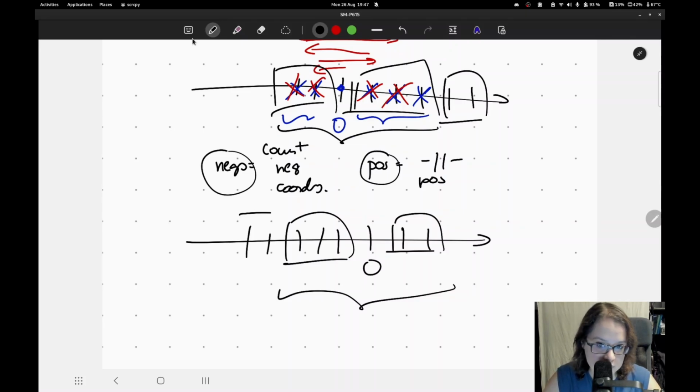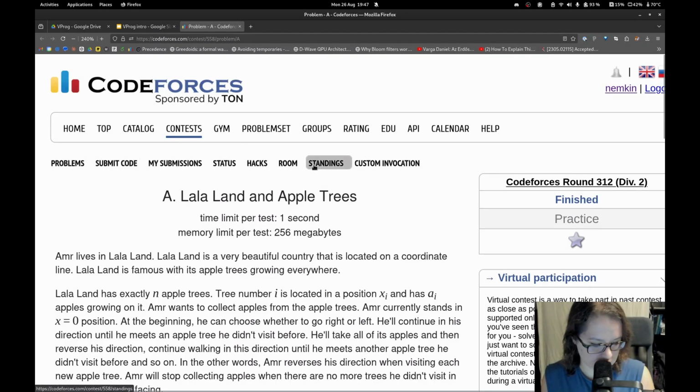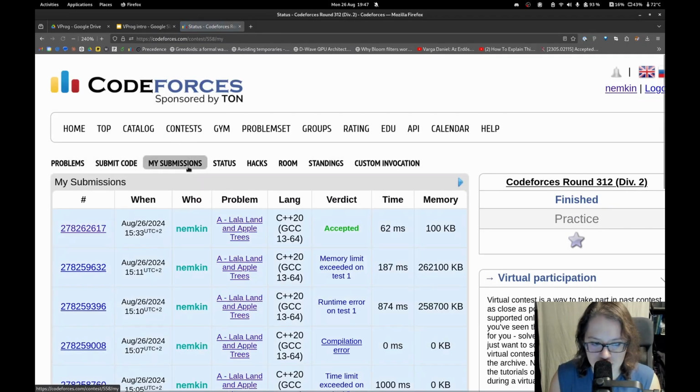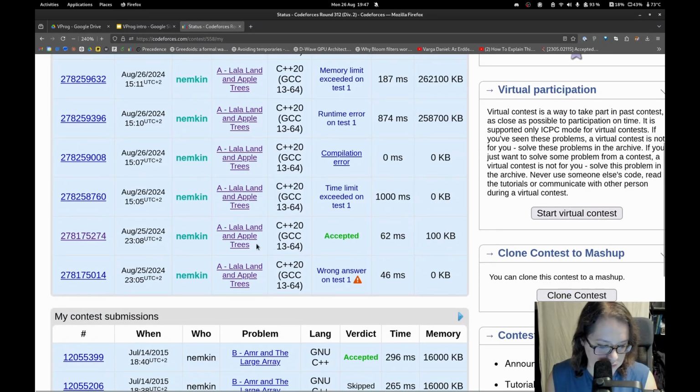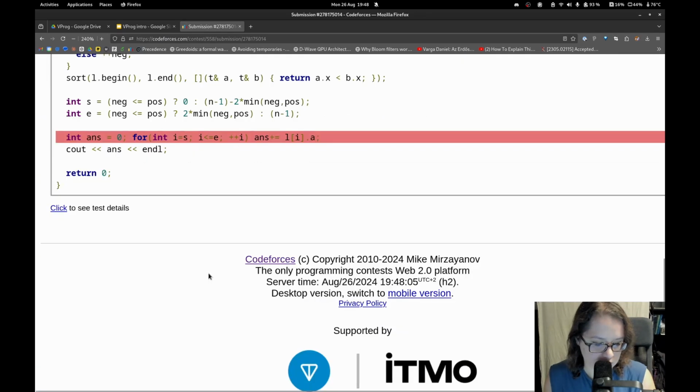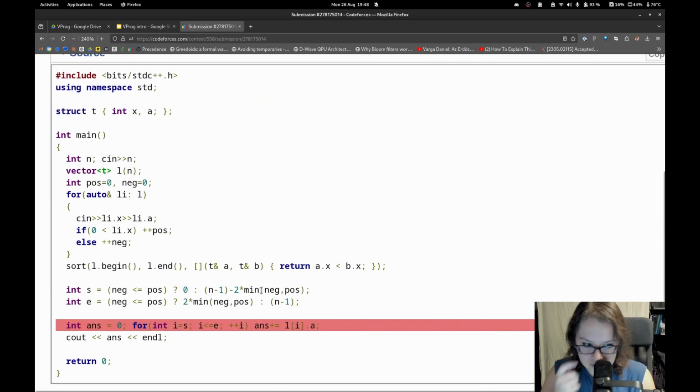And I actually implemented this. Let me show you my actual submissions. The page where I can check my submissions is called My Submissions. And so I submitted this. It was almost good, but not entirely.